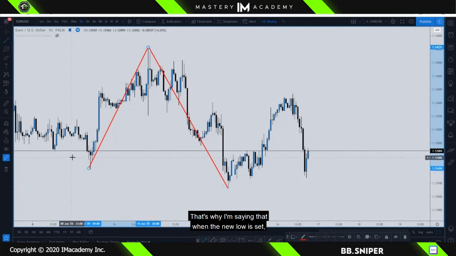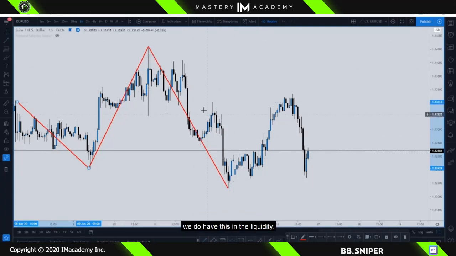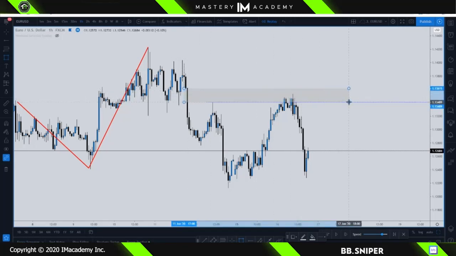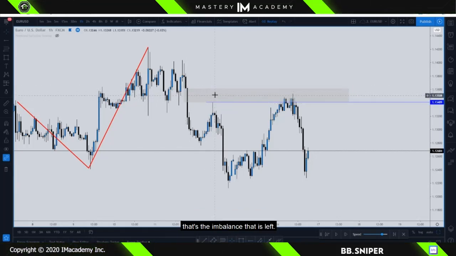That's why I'm saying that, because when the new low is set, the market could start to do a retracement. And inside of this range, we do have this liquidity, which is now this high over here, right? So we are now anticipating the market going past this high, because that's liquidity, we have the institutional candlestick, and we have the imbalance. If we just measure the imbalance with this gray box, between this low and this high, that's the imbalance that is left.